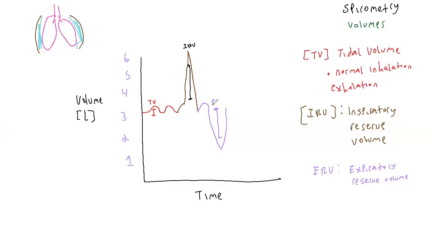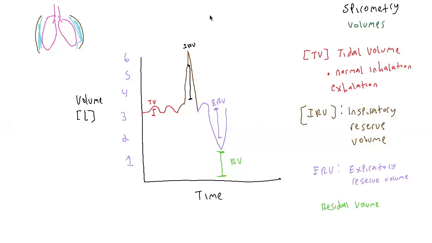Now, there's also one more that I haven't talked about yet, and that is residual volume. This is the amount of air that remains in the lungs after a maximal exhale. This is called residual volume, or RV.